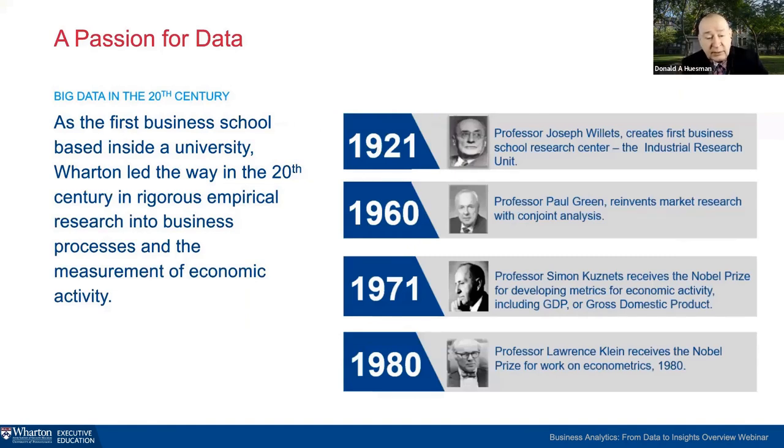So as we went through the 20th century, other professors picked up that history of empirical based research using the lens of their own specific academic fields. Professor Willits, who's an operations management researcher, created the first business research center, the Industrial Research Unit. It's still at work today. It was originally Professor Willits' students who went to the floor of factories in the early 20th century to study bottlenecks, to study the flow of goods and services through a complex operation system, and to identify ways to optimize those flows.